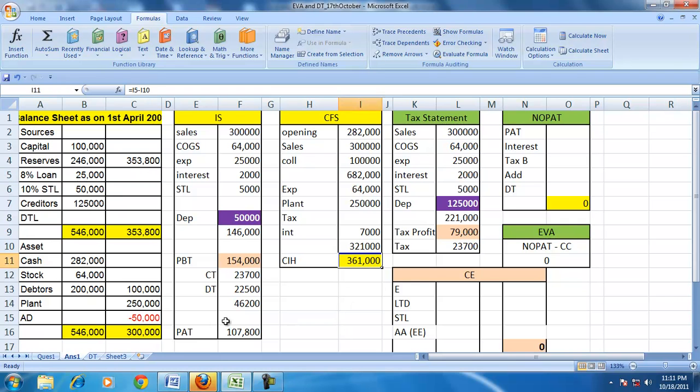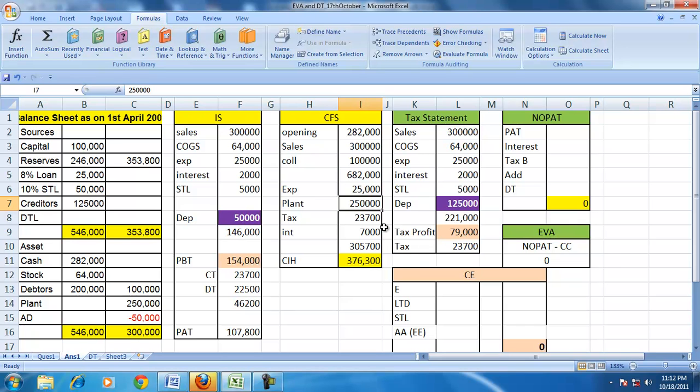The cash in hand, now because you paid the tax, let us assume that we paid 23,600, so the cash in hand is 337,300. So 282, 300,000, 100,000, 682,000 is the total inflow. Expenses is the 25,000.